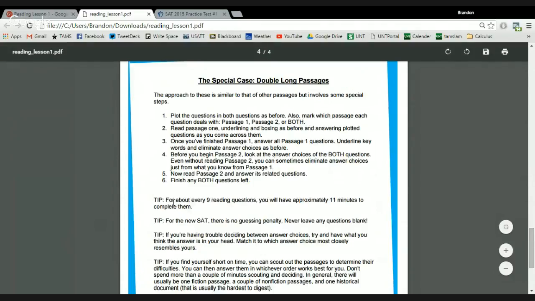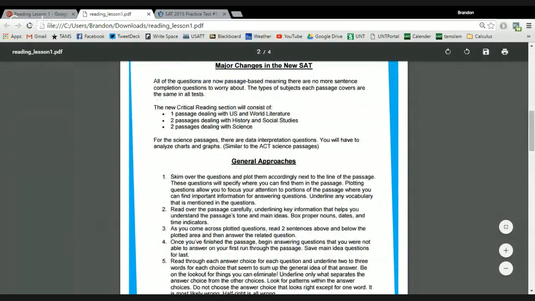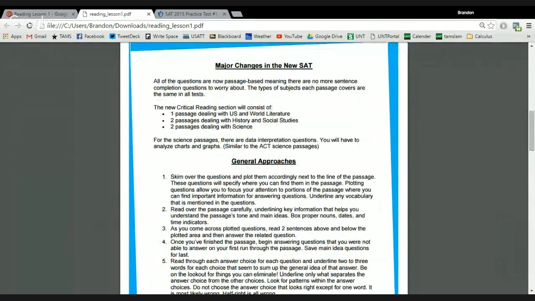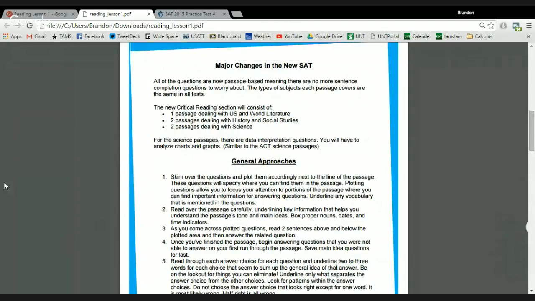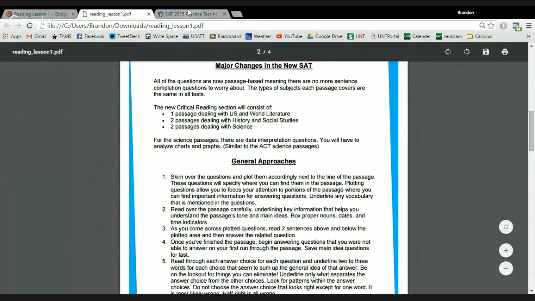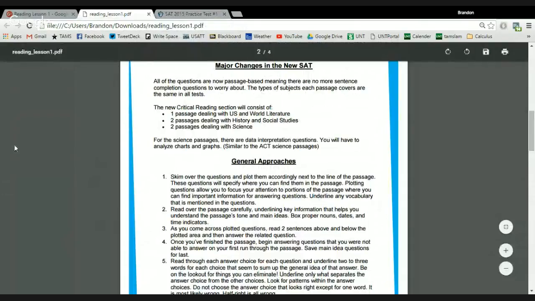Okay. Now that we've run through the single passage and a few double passage tips, we're going to go to a practice test and run through some strategies that we just learned.